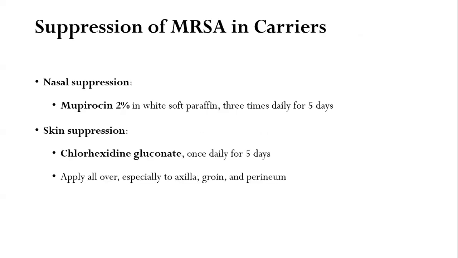Now, how can we suppress MRSA in carriers? If in the screening we find that the patient is an MRSA carrier, then we can use certain agents for MRSA suppression. For nasal suppression, we can use mupirocin 2% in white soft paraffin 3 times daily for 5 days. So, this is very, very important. For nasal suppression, use mupirocin ointment 2% in white soft paraffin for 5 days. For skin suppression, you can use chlorhexidine gluconate once daily for 5 days.